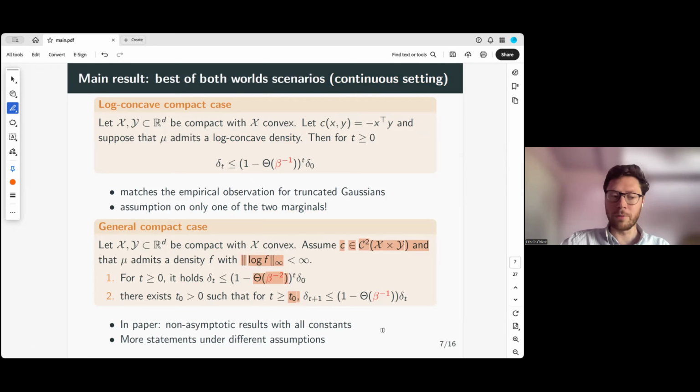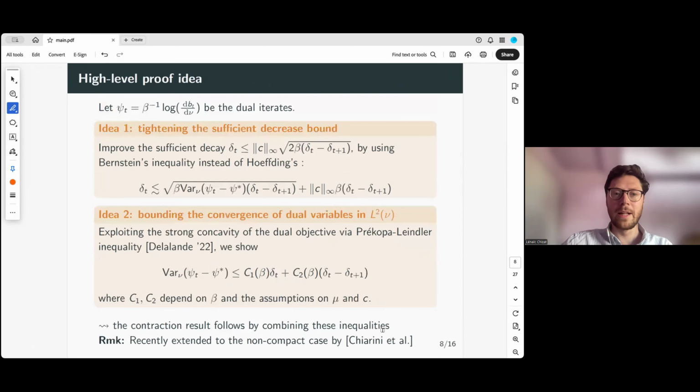Okay, so here, these are the main statements that we have in this paper. We have some refined statements under other assumptions, but here, these two statements, they tell the main story, I would say. And I can give a very high-level gist of the proof of how we can get such results.